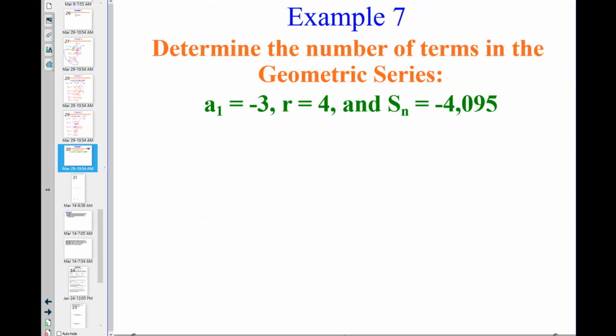Ooh, how's this one different? You don't have an N. What's different? What are they asking you for? Yeah, so that's what I wanted to hear. Here they're not asking you for a sum; they're asking you for a number of terms. Well, that's kind of interesting, right?